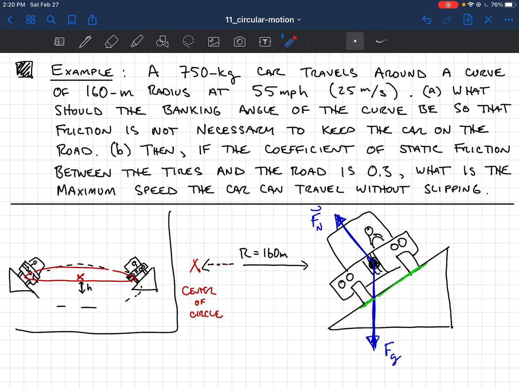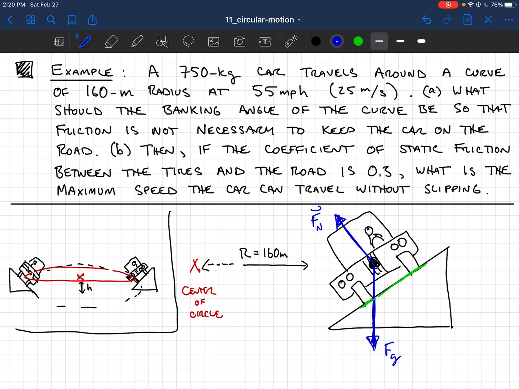Now what else? Well, the first question that we're asked is, what should the banking angle be so that friction is not necessary to keep the car on the road? Normally with a car on a road, there is some friction between the tires and the road. But what if there was a snowstorm and there's no friction at all? How steep does this have to be so the car doesn't slide off the road? So in part A, we're going to ignore friction completely. And these are the only forces that allow the car to go in that circle.